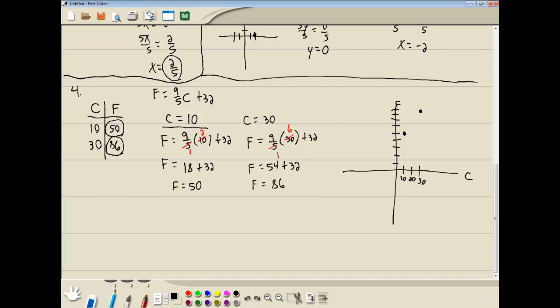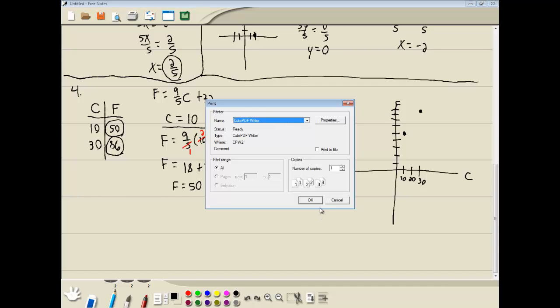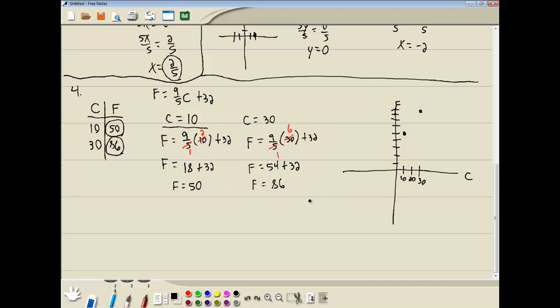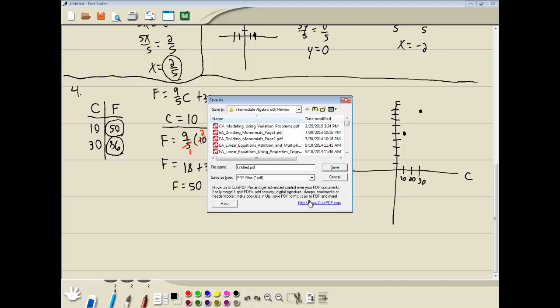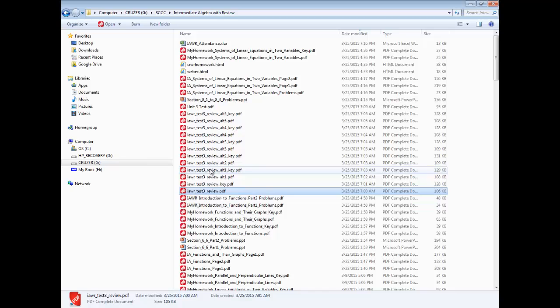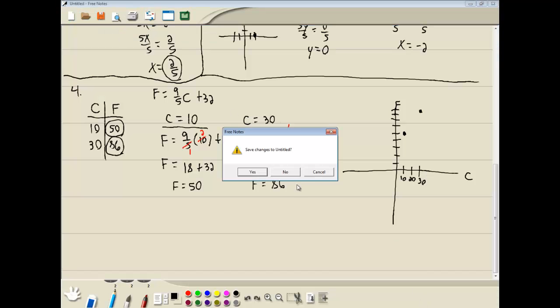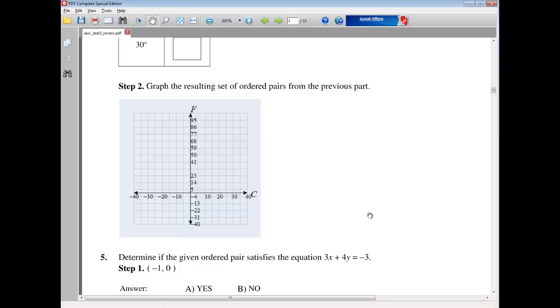Let me save this page. There we go. Let's take a look at the next problem.